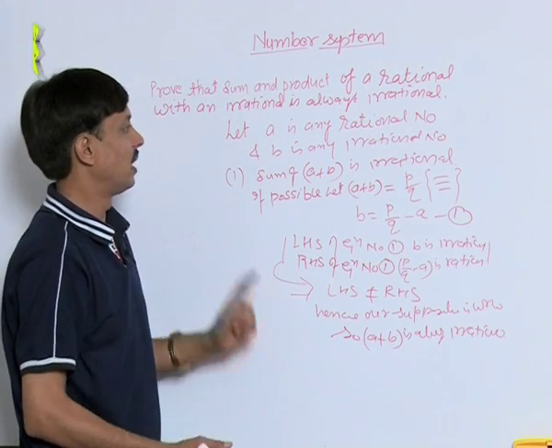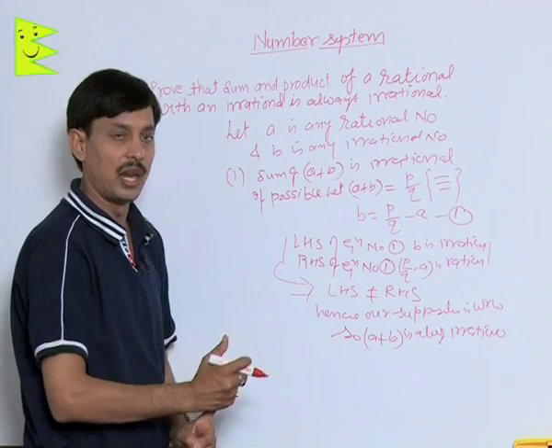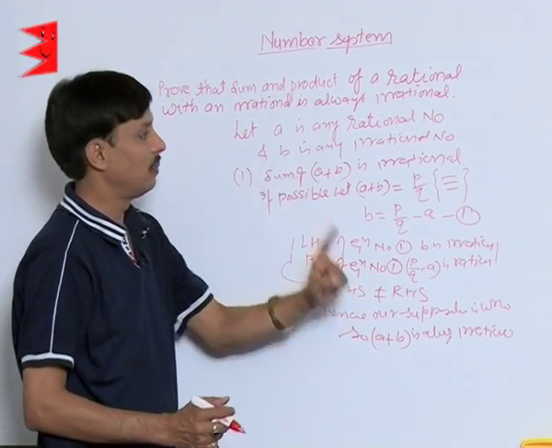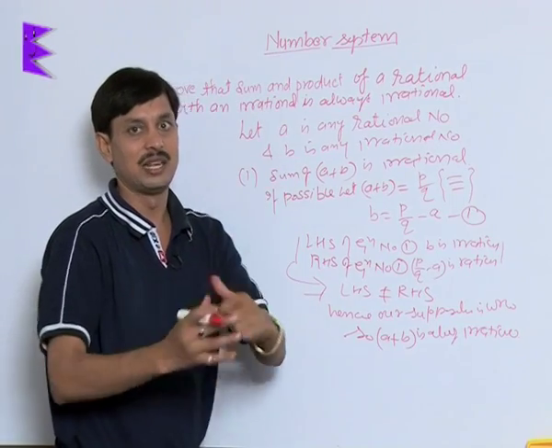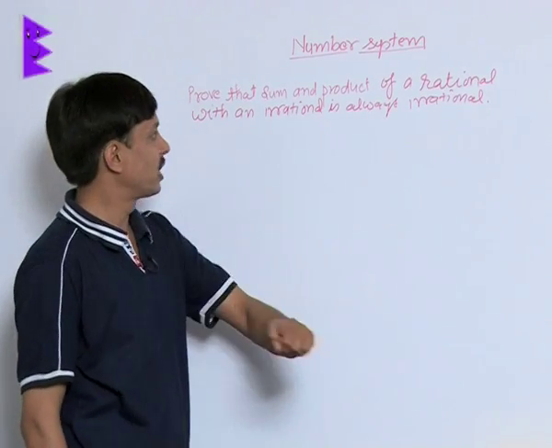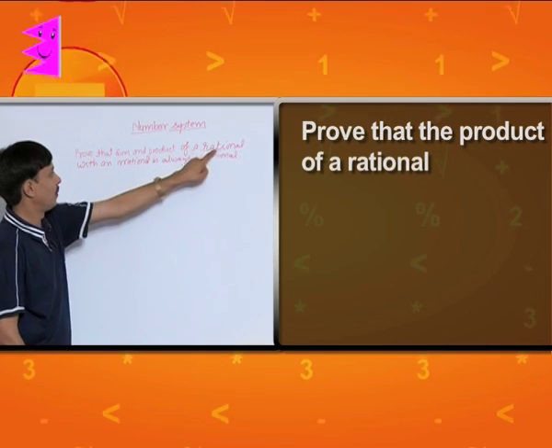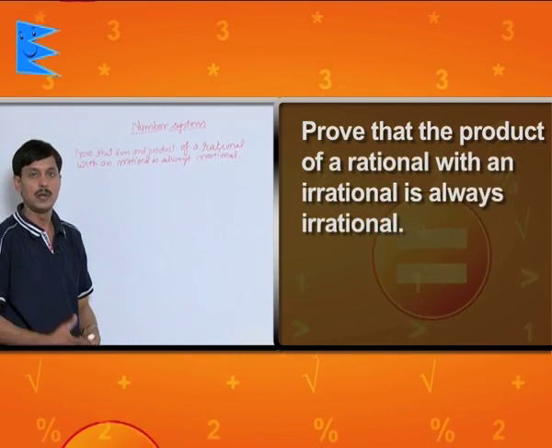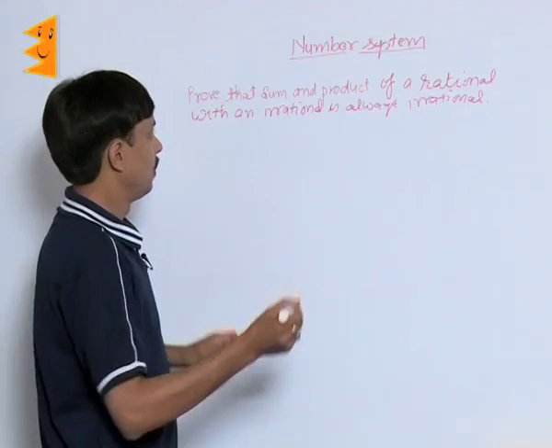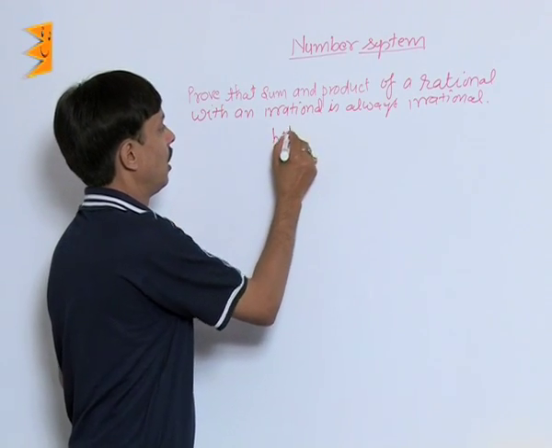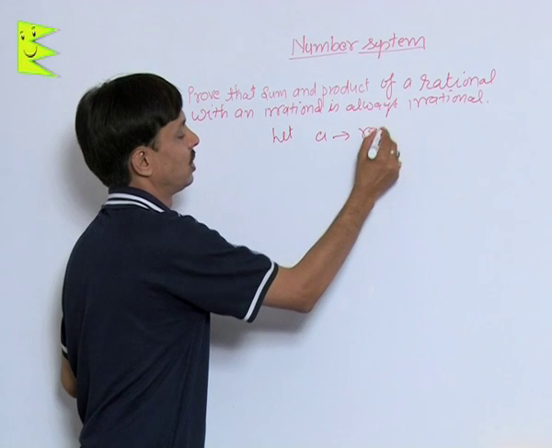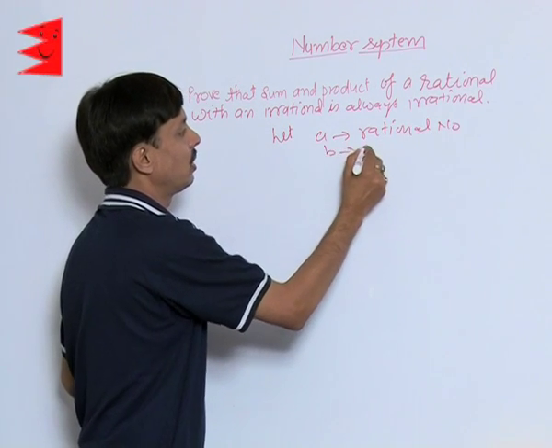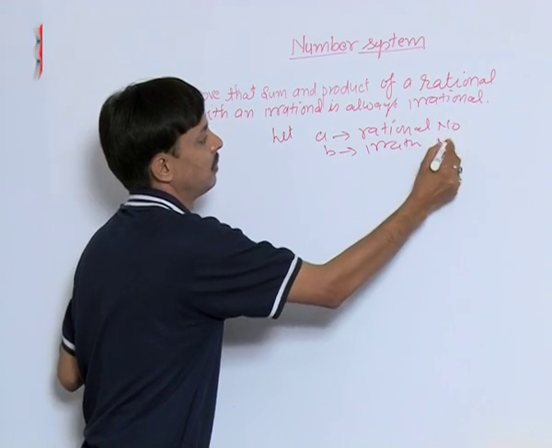that is, in the case when one is rational and another is irrational, the product will also be irrational. Now in order to explain that the product of a rational with an irrational is also irrational, how will we make the proof? Let A be a rational number. A is the rational number. B is an irrational number.